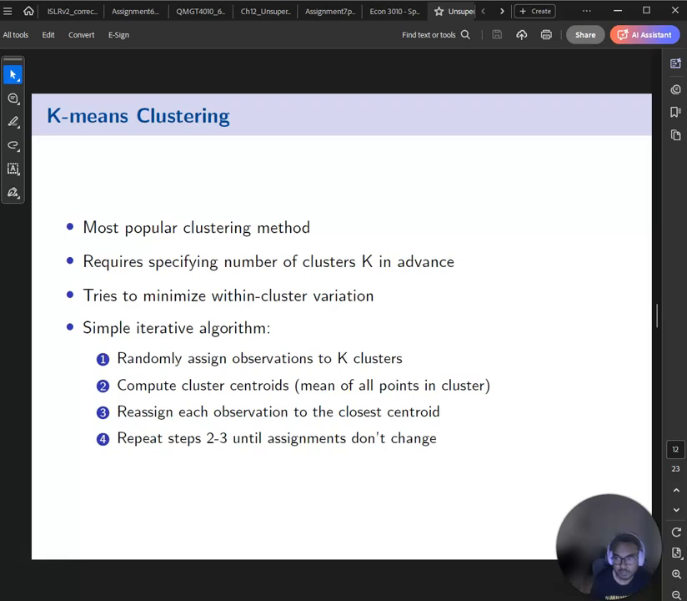The algorithm is straightforward and iterative. We start by randomly assigning each observation to one of the k clusters. Then we compute the centroid of each cluster, which is just the mean of all points assigned to that cluster. Next, we reassign each observation to the closest centroid, and we keep repeating steps 2 and 3 until assignments don't change anymore. It is very simple and very effective for many clustering tasks.